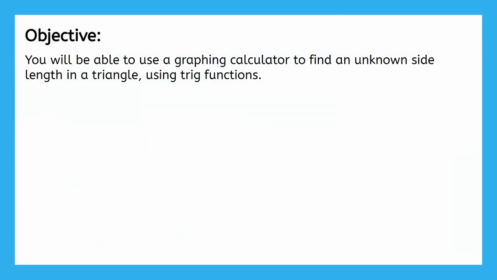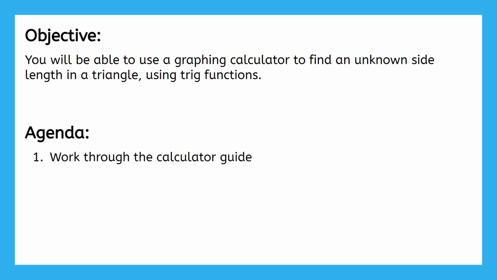By the end of this lesson, you will be able to use a graphing calculator to find an unknown side length in a triangle using trig functions. First, you'll work through the calculator guide, and then we'll complete two example problems.